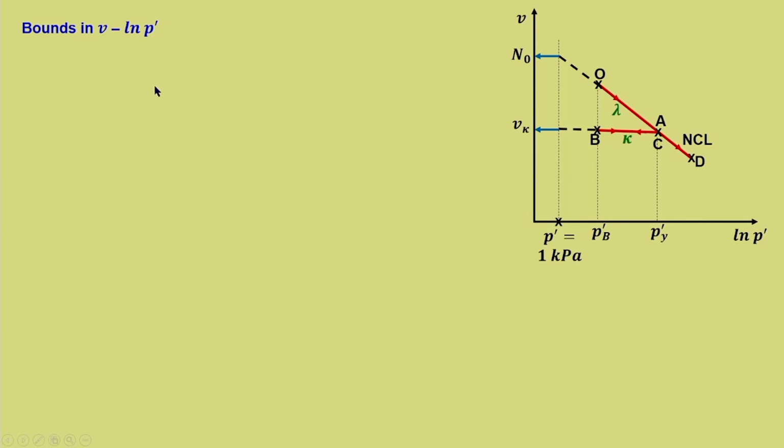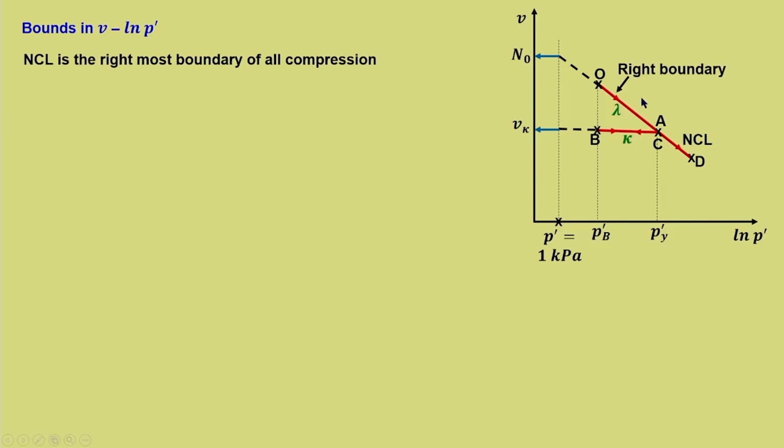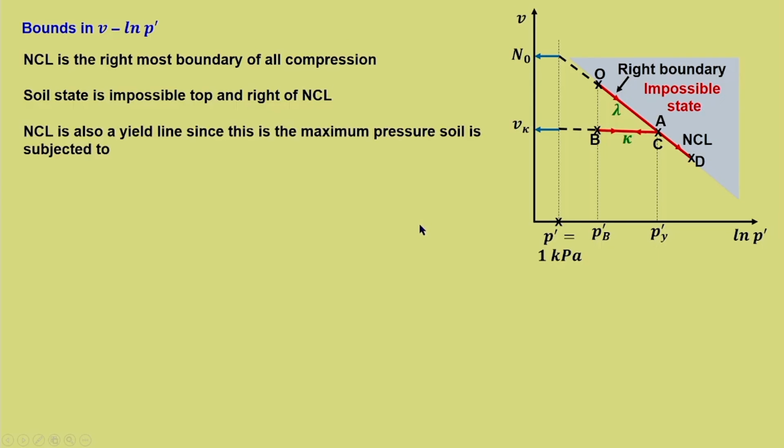Now we have already discussed the rightmost boundary, that is the normally consolidated line. We will try to add a bit more on this. Bounds in the V ln P dash plot: NCL is the rightmost boundary for all compression. So any compression that you do gets terminated on the normal consolidation line. This is the right boundary. Soil state is impossible top and right of NCL, so any soil point on this part is not possible. That is why it is marked as impossible state.